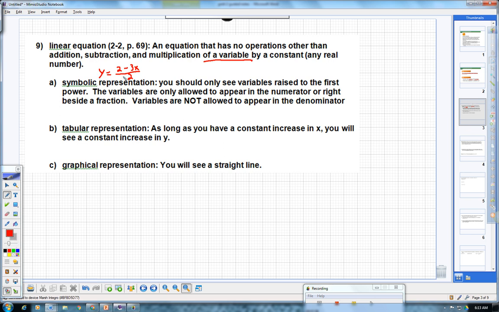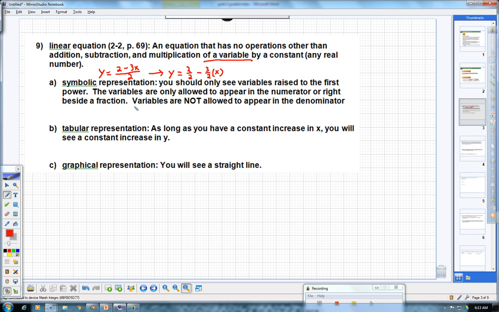I could also use f of x there. But notice how x is just being multiplied by the 3, right? And I know some of you might be thinking, well, couldn't that be represented a different way? Absolutely. If you understand what a common denominator is, this could be represented as y equals 2 over 2 minus 3 halves x. So notice how that x there is just right beside the fraction. You're allowed to do that. This would simplify into y equals 1 minus 3 halves of x.